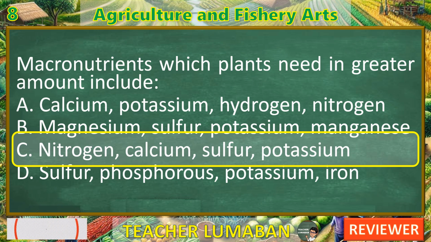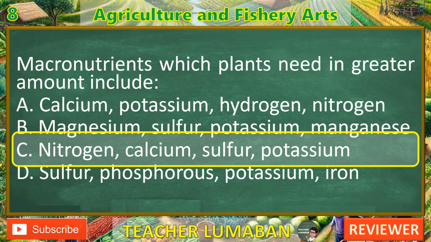A. Calcium, potassium, hydrogen, nitrogen. While this option includes some important macronutrients, calcium, potassium, and nitrogen, hydrogen is not considered a macronutrient in the same context. Hydrogen is typically obtained from water. B. Magnesium, sulfur, potassium, manganese. This option includes magnesium and sulfur, which are essential macronutrients, but manganese is classified as a micronutrient and is needed in smaller amounts by plants.